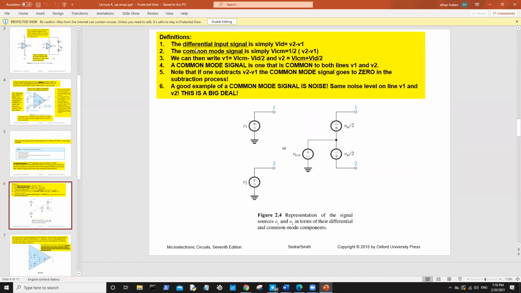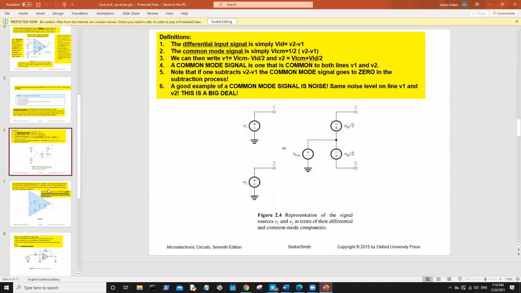Then we have the thing where it talks about the common mode. This slide gives us the definition of common mode, which showed up as a multiple choice or true false question. So it's good to know or understand this now. Common mode just means it's on both lines. That's the definition of it, and noise counts.